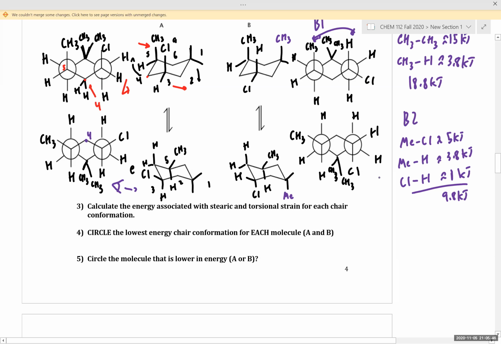Okay, what we can conclude overall from this discussion, which is the lowest energy chair conformation, B1 or B2? Which chair conformation is lower in energy for this specific molecule? Which one has the least diaxial strain, B1 or B2? Just comparing the numbers, B2, yep, so we'll circle B2.